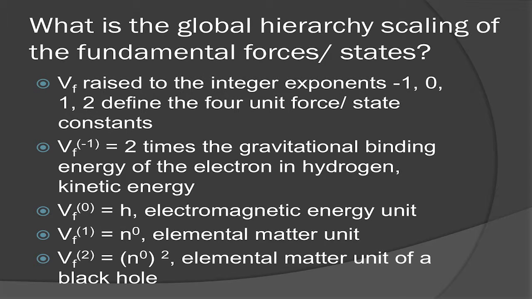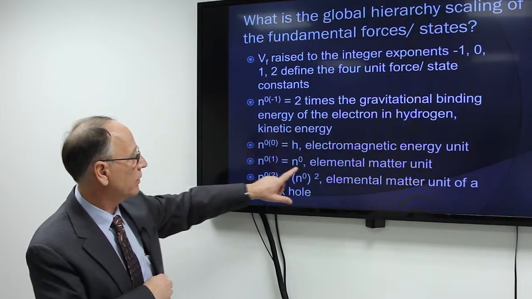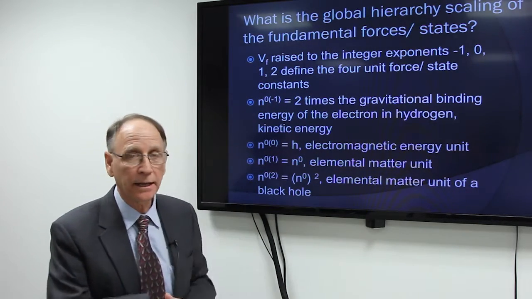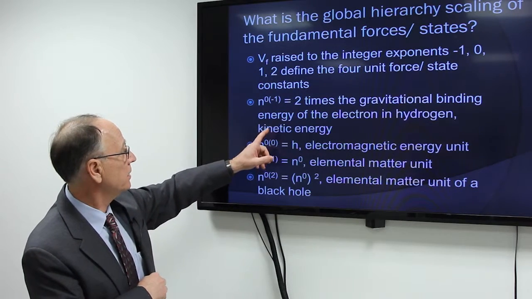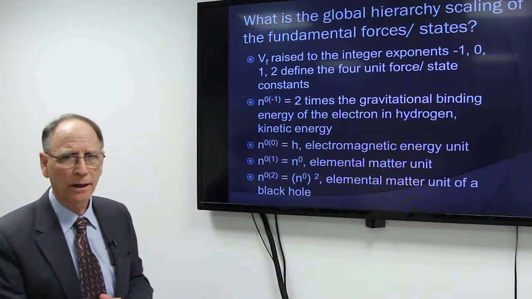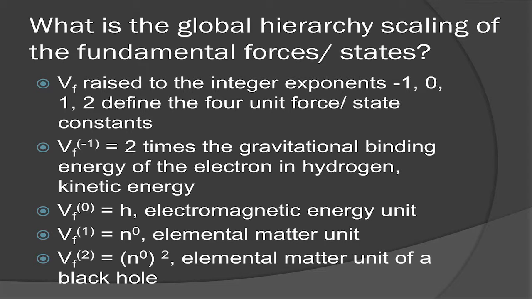Now, what is the global hierarchy scaling between the fundamental forces? And those are gravitational kinetic energy, electromagnetic, strong forces, and black holes. Well, if you look at the exponent of 1 of the frequency of the neutron, well, that's the neutron. If you look at the 0, that is the electromagnetic energy unit of Planck's constant. -1 turns out to be 2 times the gravitational binding energy of the electron and hydrogen. That's kind of amazing, but it's true. And if you take the exponent of 2, that is the elemental matter that forms a black hole. It has to be that based on its Compton radius.